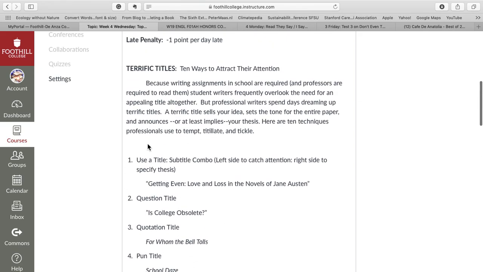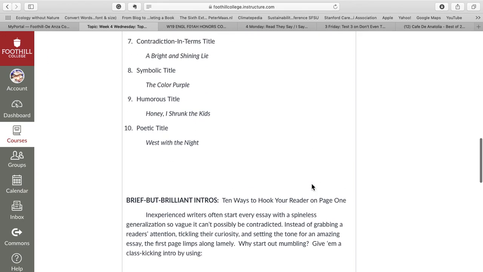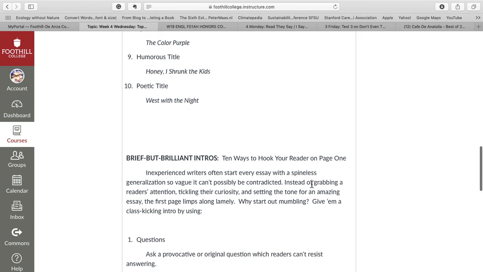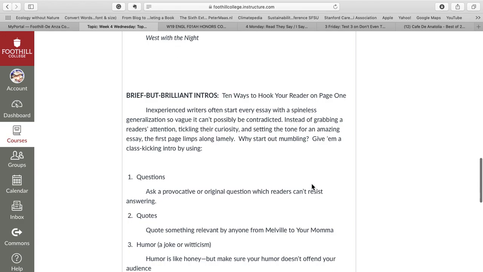So again, the title catches your attention, draws you towards the thesis, makes you say, what's that? The subtitle tells you exactly what's going on. Getting Even catches your attention, a nice little pun from American slang. Love and Loss in the Novels of Jane Austen tells you what's going on in the paper. All right. So when you write about Marshall, if you're writing up confirmation bias, then some sort of pun or joke or question about confirmation bias, followed by a direct statement in the subtitle about what your paper has to do with confirmation bias and climate change.